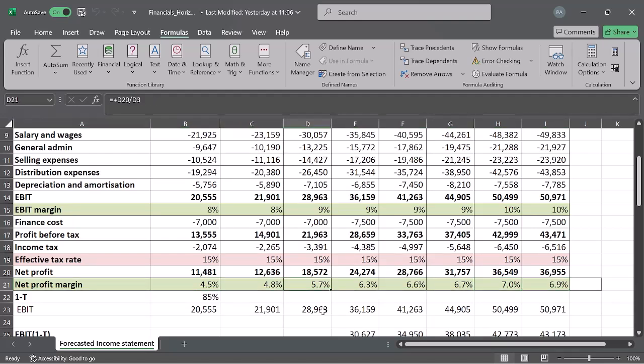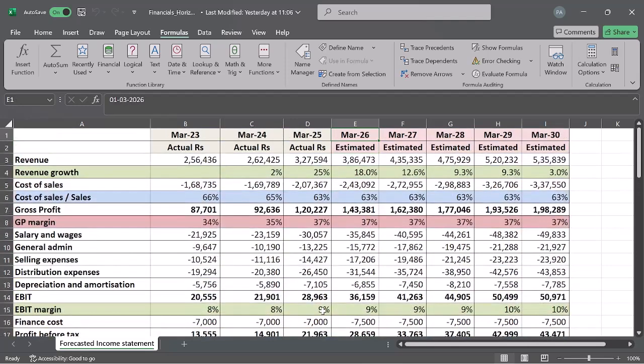Then we have the net profit, and then the net profit margin. If you look at the net profit margin, it was 4.5%, then it became 4.8, then 5.7 in the last financial year, which was actual. Then I have just changed it to a little bit higher. As the sales is growing, some percentage point will go up, but not by a big amount. So this is the company's overall profitability statement.